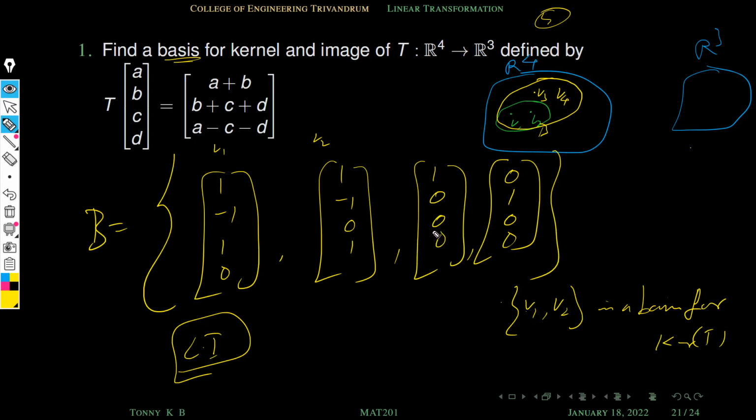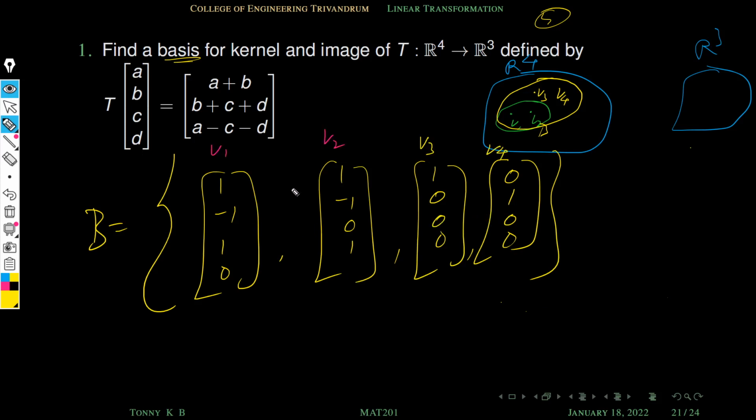So our only job, only task is to verify whether this B is linearly independent or not, because it contains only 4 elements. Then how to verify this is linearly independent? We consider C1 V1 plus C2 V2 plus C3 V3 plus C4 V4 equal to 0, and if this implies all the Ci's are 0, then it is linearly independent.